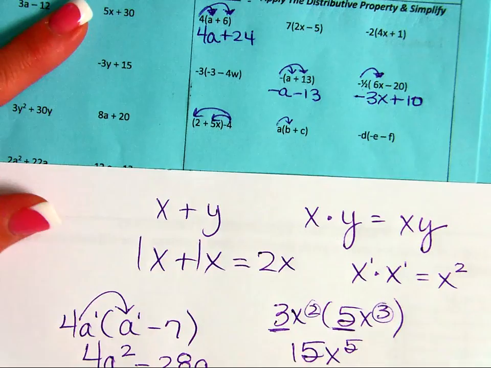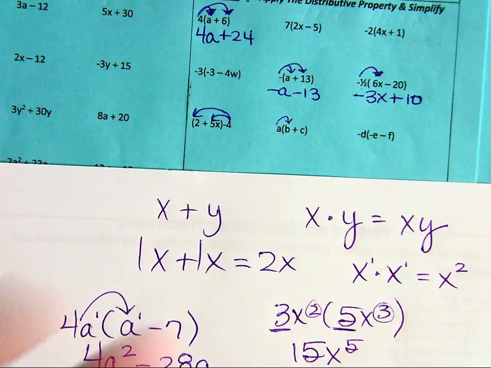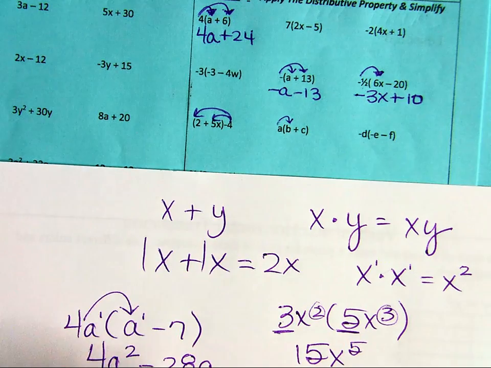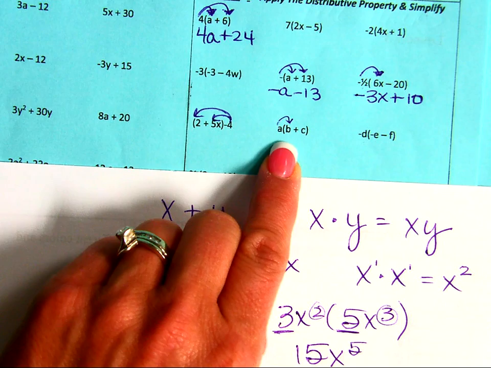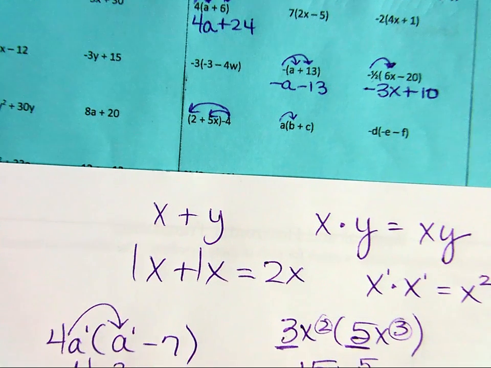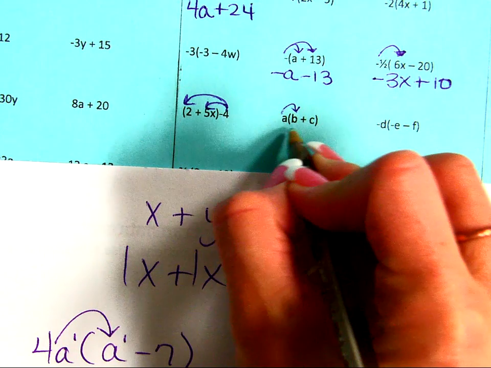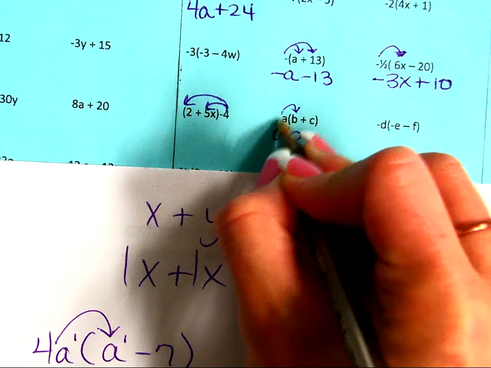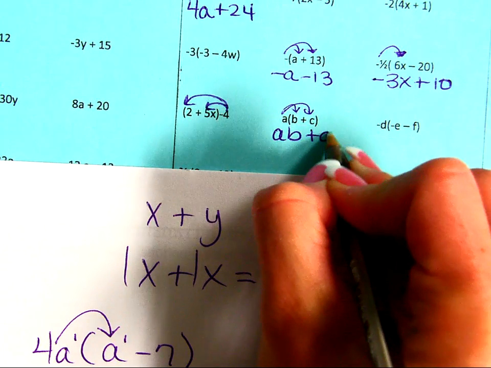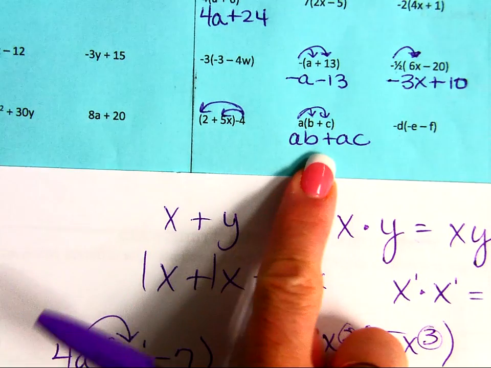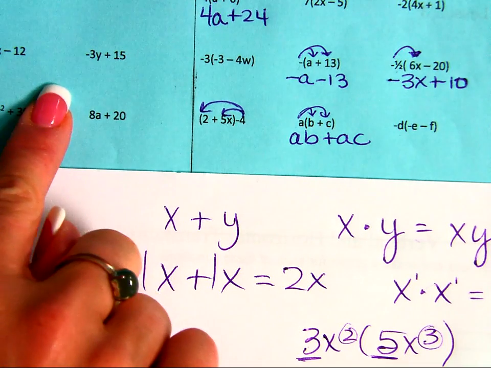What if I did a times b? The reason I went off on a tangent here is because somebody said you can't. But you can. You can't add them, but you can multiply them. So what's a times b? And then what's a times c? Okay? So this problem is going to help you understand this side.